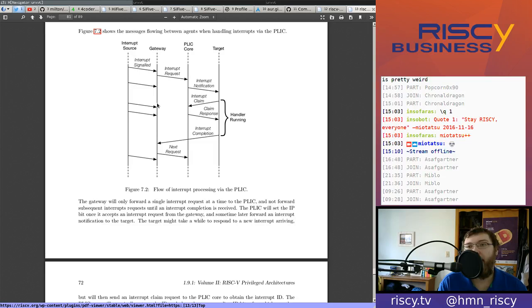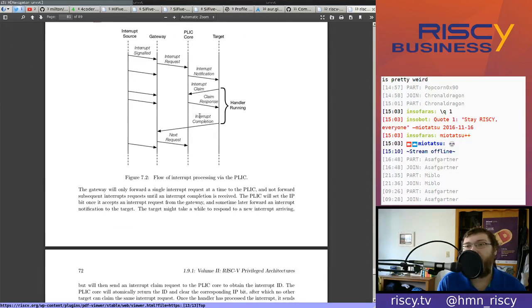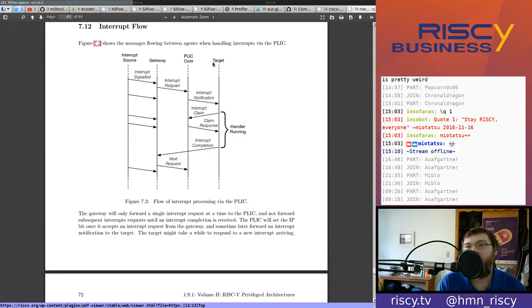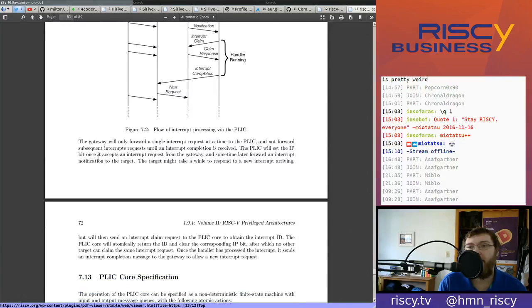And so the gateway handles queuing up the request, basically. So it sends out an interrupt request, and then when it's done, the handler sends the interrupt completion to the gateway, and then the gateway sends the next request. So that's kind of like your queue, right, so to speak. The interrupt source generates all these signals, it gets queued up, and then the gateway handles sending them after each one is completed. And then the PLIC core does this little dance between the core and the target with notifications and claims and claim responses. So that's the high-level overview of what all this interrupt nonsense is.